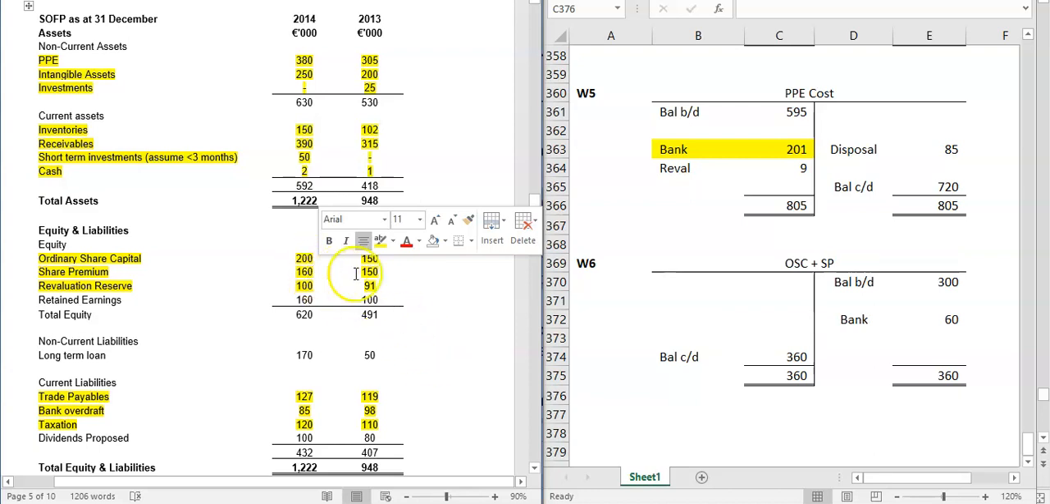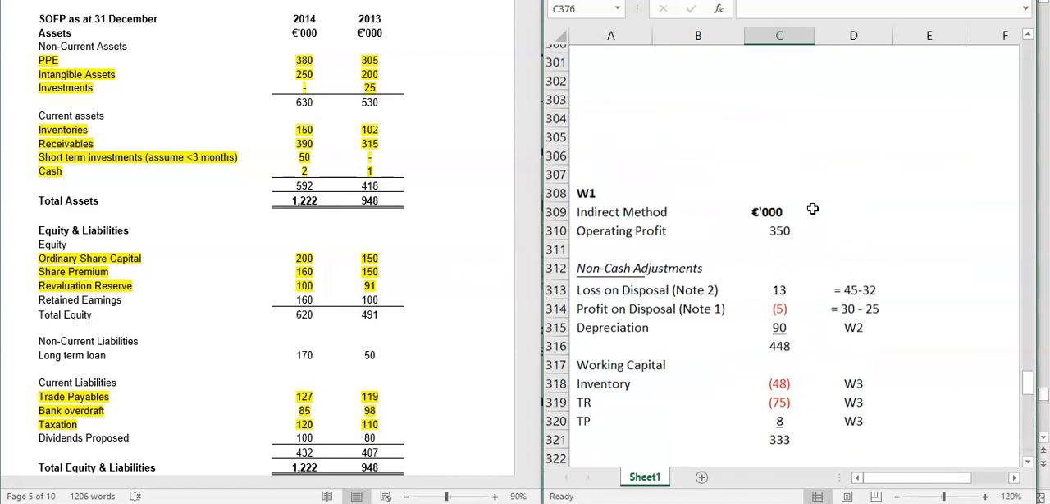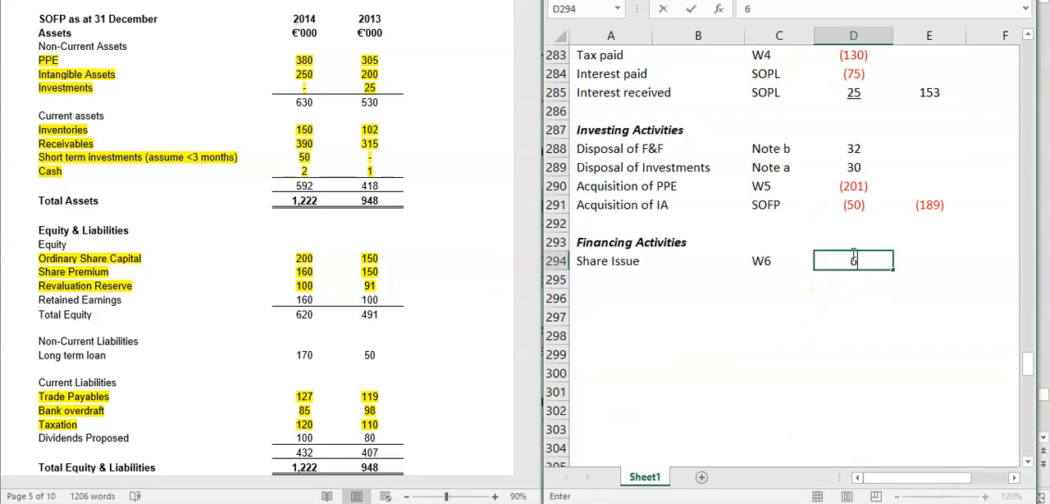If you just said 360 minus 300, you get full marks. You don't have to use the T account the whole time. And you will pick up this the more questions you do. So share issue there, positive 60.